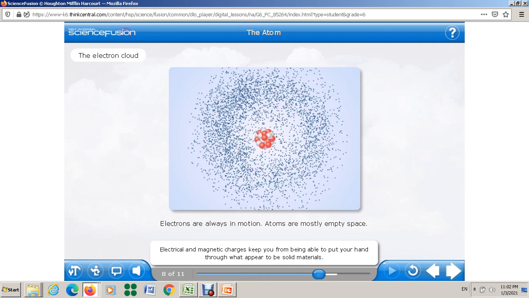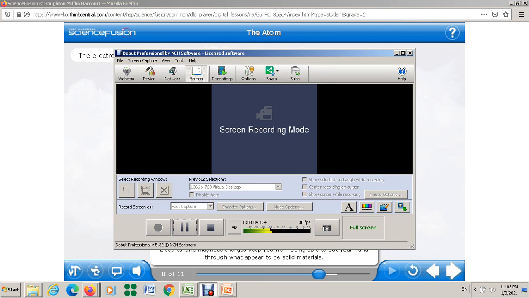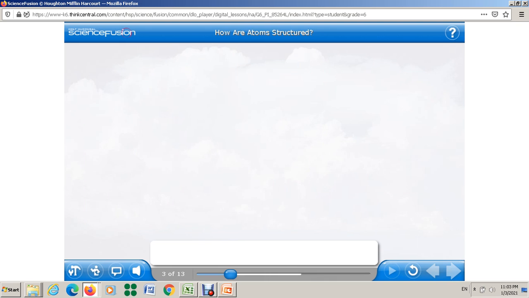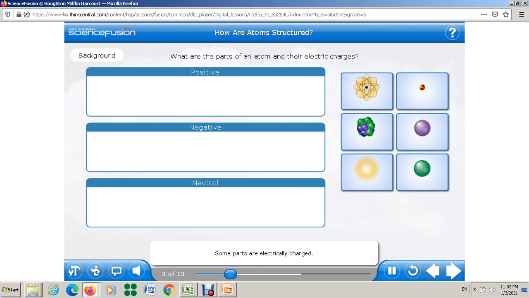So this is about the atom. I want to make a virtual lab with you. Just hold on, let's first solve these together. Listen carefully. An atom is composed of parts. Some parts are electrically charged. Can you sort the parts of the atom by their electric charge? Drag the items to the correct locations.